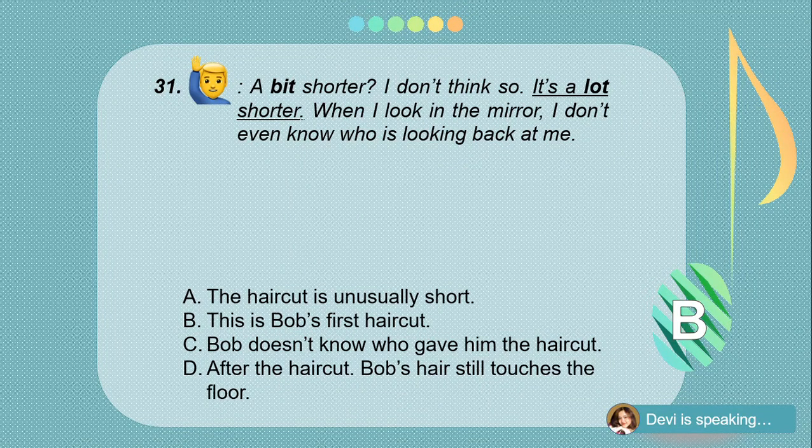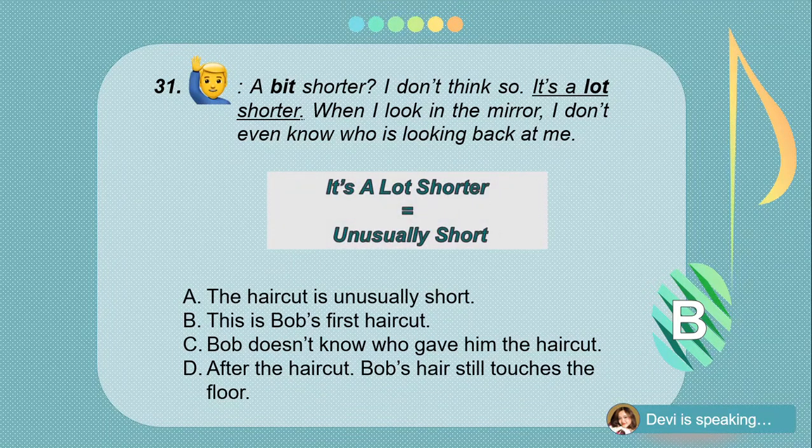Number 31. The answer is A. The haircut is unusually short because the man said, "A bit shorter? I don't think so. It's a lot shorter. When I look in the mirror, I don't even know who is looking back at me." The phrase "it's a lot shorter" has the same connotation as "unusually short." So the man's haircut is unusually short. That's why the answer is A.